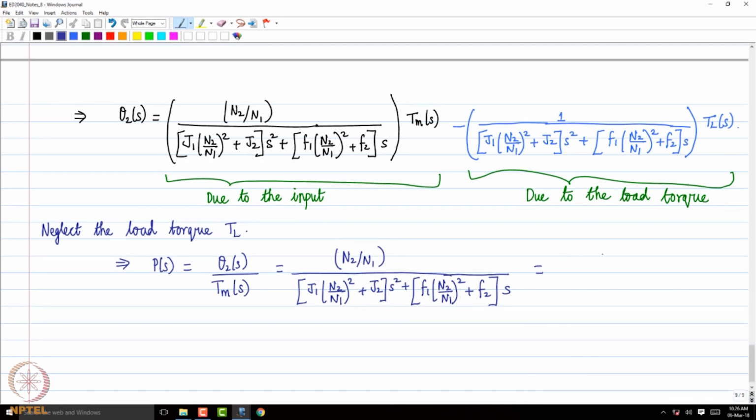This I can rewrite as A divided by, just for the sake of notational simplicity. If I have to write all the parameters in the general form again and again, that is going to be very cumbersome. So let's write it as A divided by some s squared plus Bs. So obviously, what are A and B?